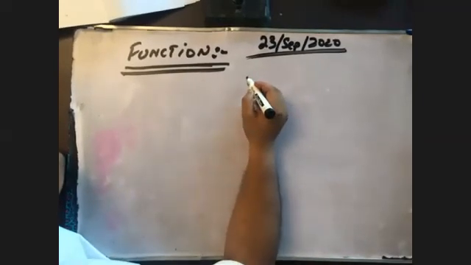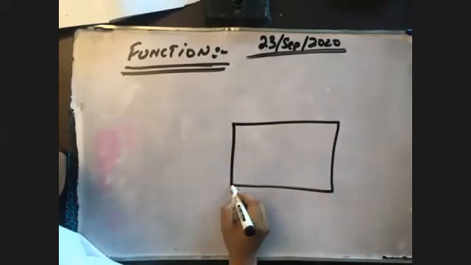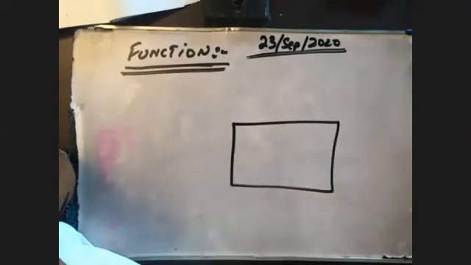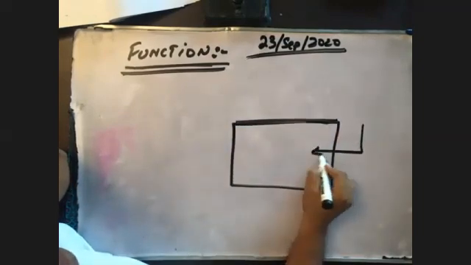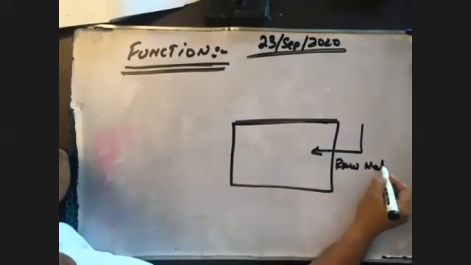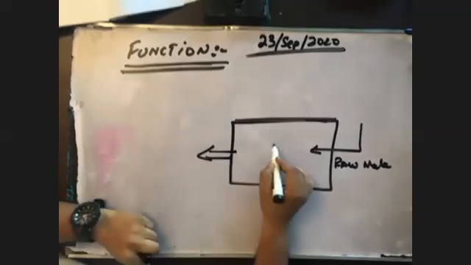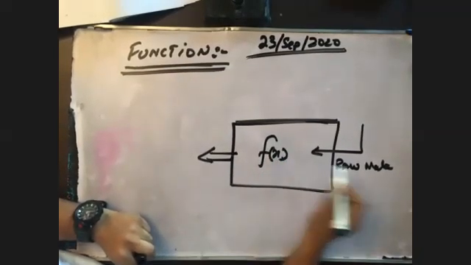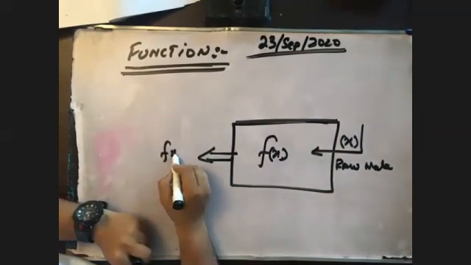A function basically could be understood as a kind of factory. Let's take, for instance, a mill or a factory and we plug in the raw material here. This is the raw material. And the output here is what this factory does. If the input is X, the output is Fx.